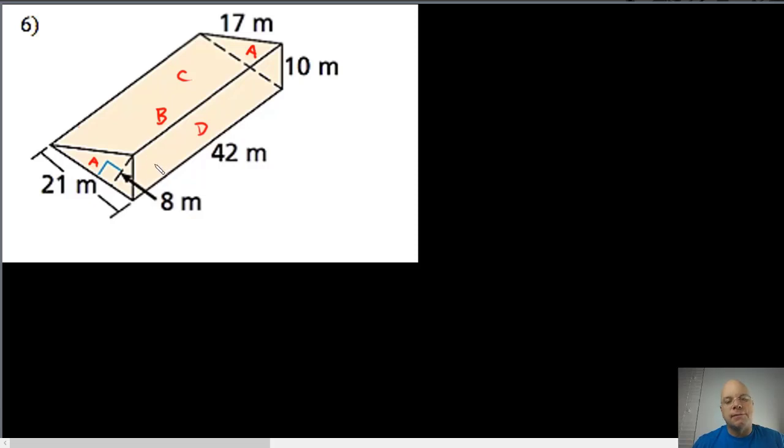It would be easy for you to confuse what I'm calling B and what you're calling B. So we'll make that clear by sketching the shape of each of the faces and then labeling them on the side here. I think that's always a good idea to do anyway. We have a triangular face, two triangular faces actually.